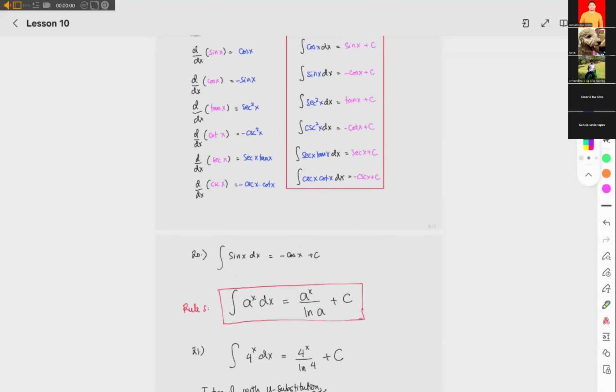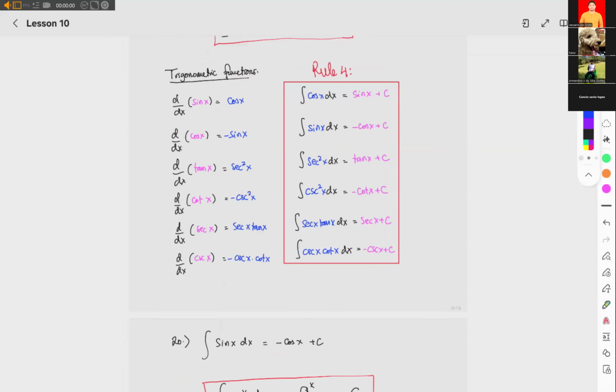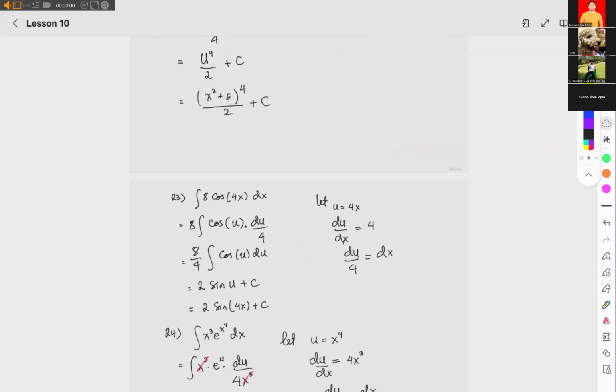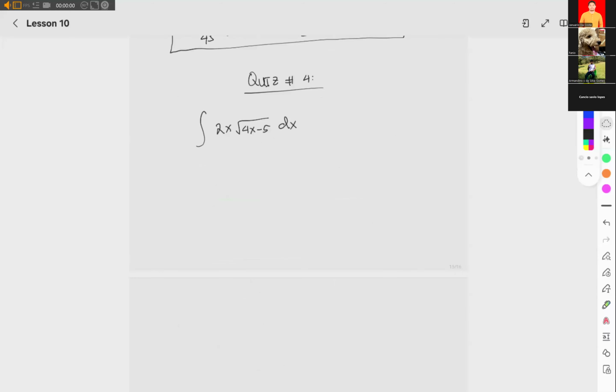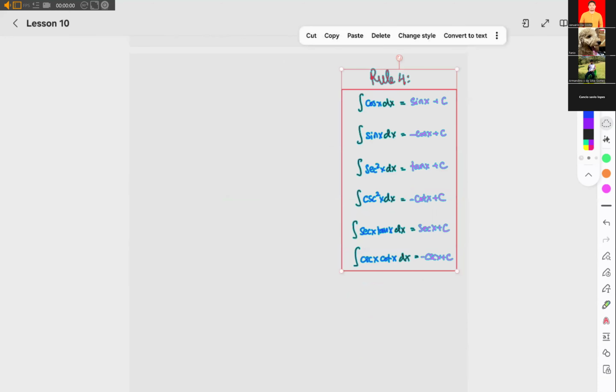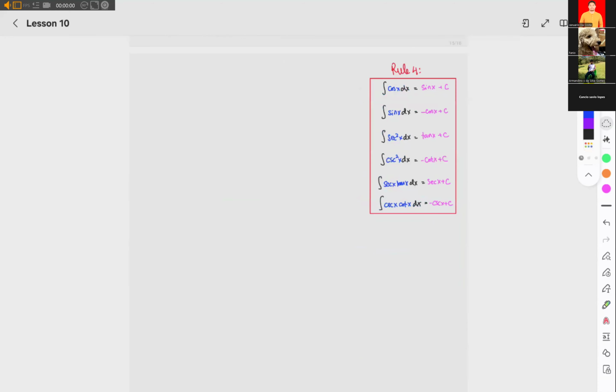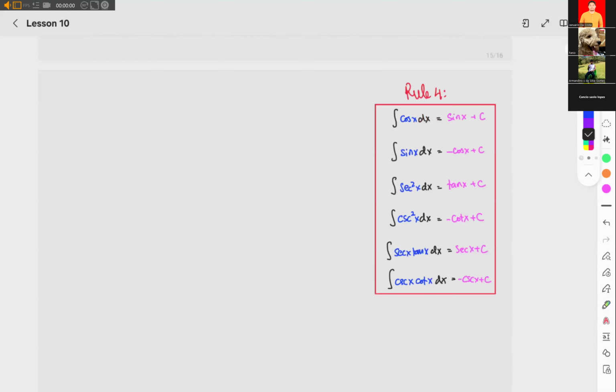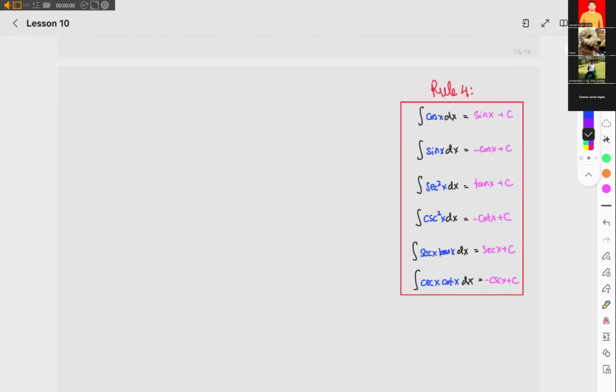All right, so today we're going to continue learning integration. I know you already have this rule number 4 over here, but we haven't done any examples on it. So today we're going to do that. That will be integration of trigonometric functions. That is the topic for today.